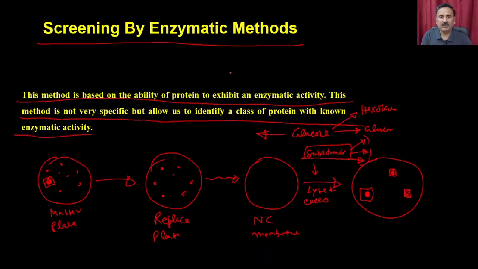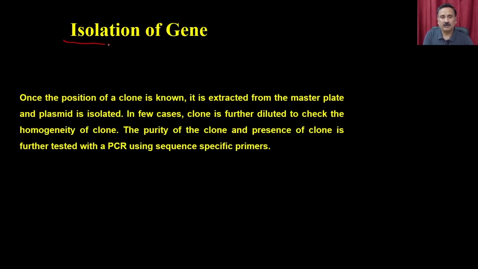So this is all about how you can screen the genomic library as well as the cDNA library. And once you have screened and you say, okay, this is the clone I have to isolate, you have to perform multiple steps to isolate this particular clone. So how are you going to isolate the gene?